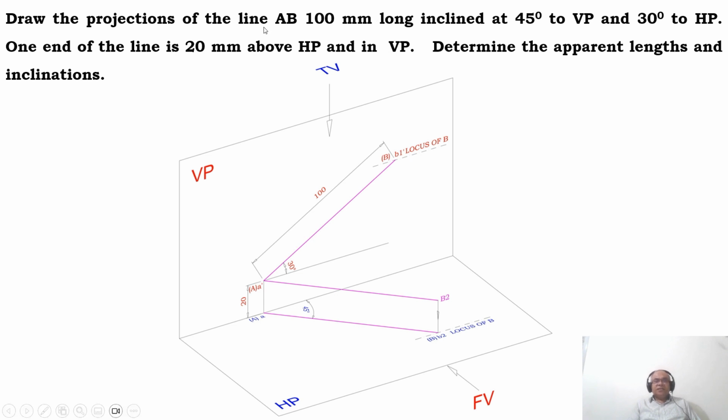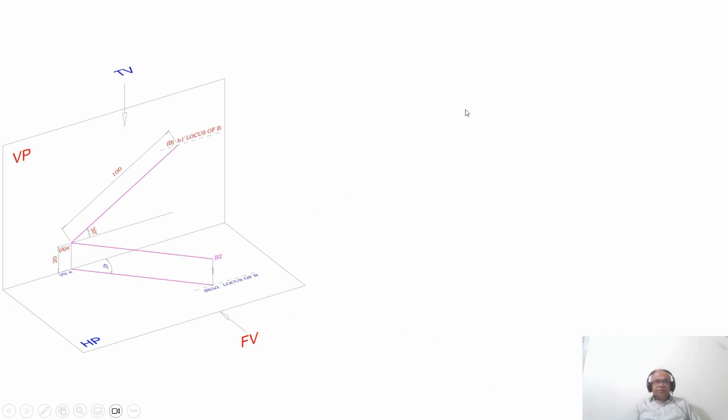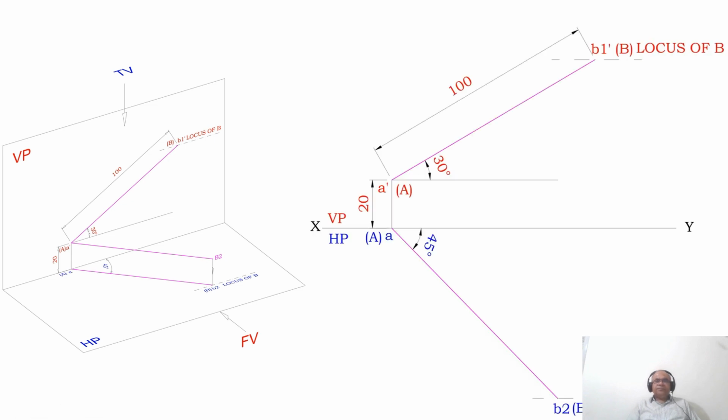Why? Because it says the line capital AB is 100 mm long. Since it is the line capital AB, you should always remember that capital AB means the true length of the line. True length means the actual length of the line. So this is the first position.